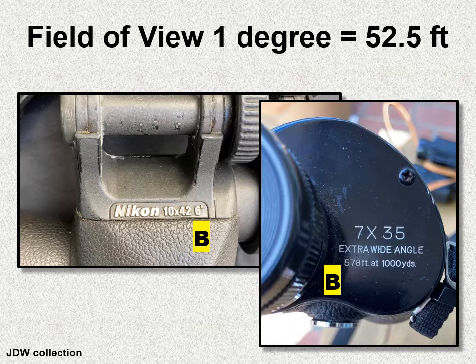A field of view of one degree is 52.5 feet. So 6 degrees is 6 times 52.5. So that's going to be over 300 feet at 1,000 yards. Let's test that.